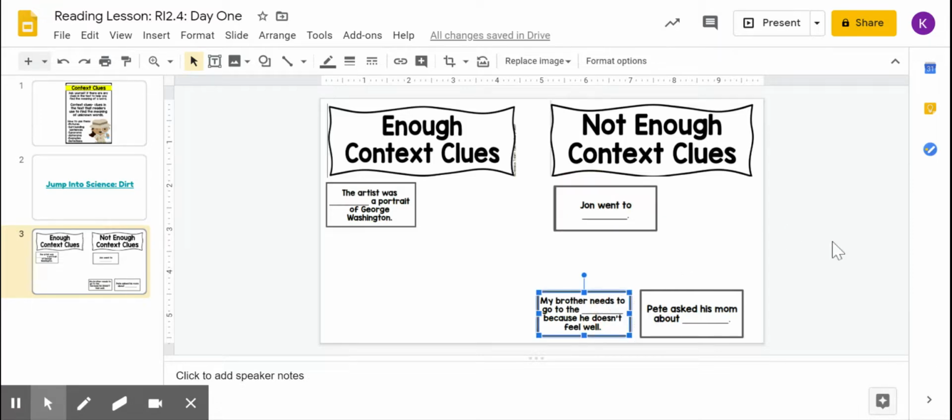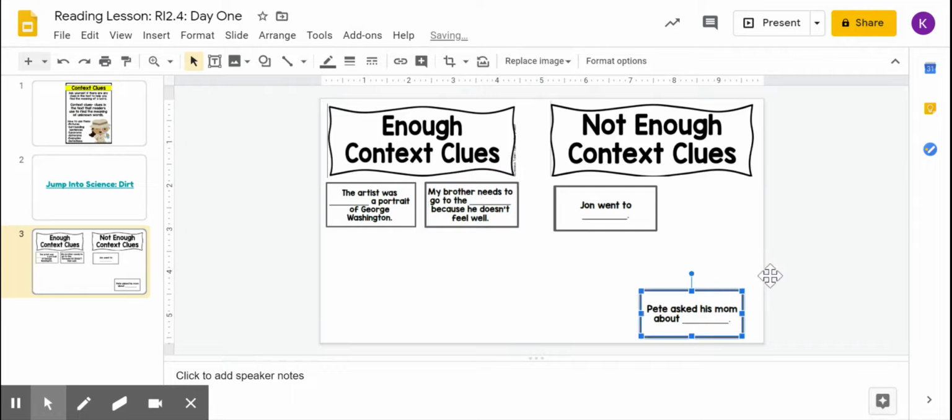Okay, let's do this last one. My brother needs to go to the blank because he doesn't feel well. Does this give us enough context clues? Where do you go when you do not feel well? You go to the doctor. So this does give us enough context clues. My brother needs to go to the doctor because he doesn't feel well.